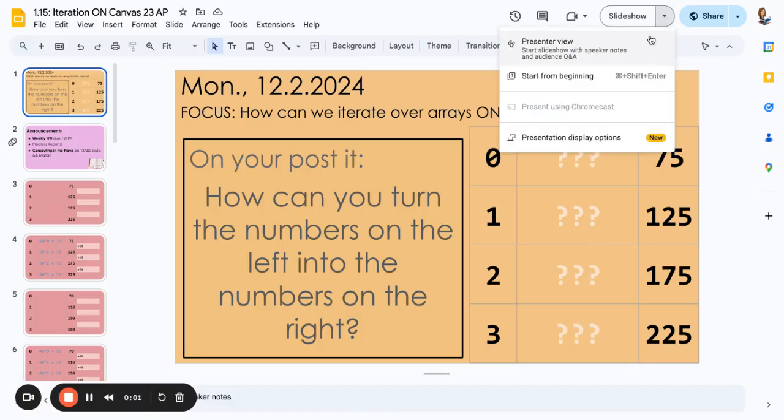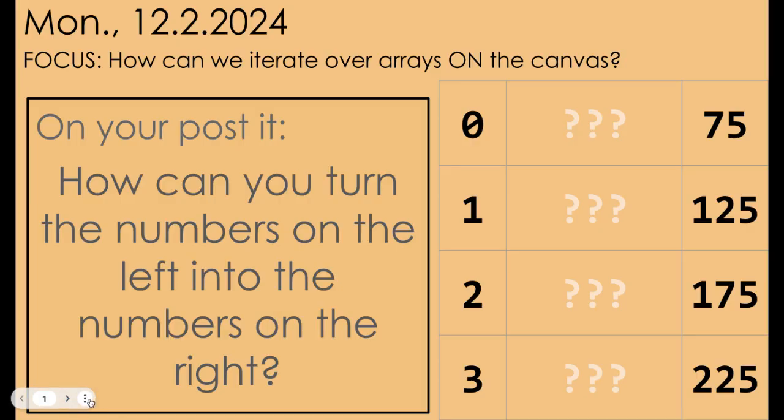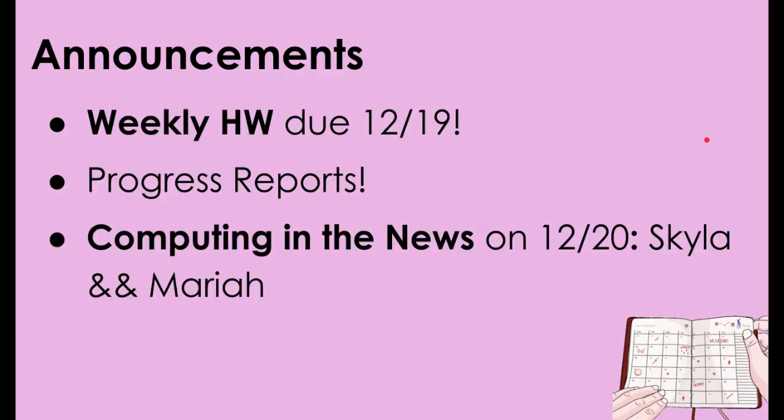In this video, we are going to talk about how we can iterate over arrays on the canvas. We are going to first talk about how we can get from numbers on the left to numbers on the right. Now, I'm sure you can identify that you could multiply by things, add, do lots of different operations. This is kind of mathy.